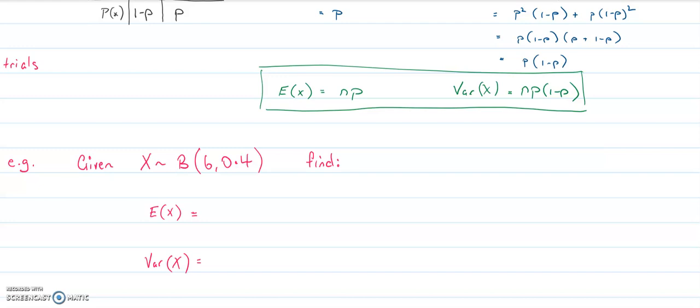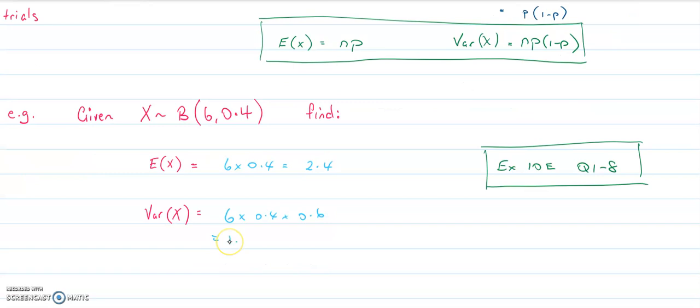Now, given this information, x is my random variable, distributed binomially, 6 trials, 0.4 probability of success. Then my expected value of x is just 6 times 0.4, which is equal to 2.4. My Var(x) is 6 times 0.4 times 0.6, which equals 1.44. Here's our exercise. See you in the next one.